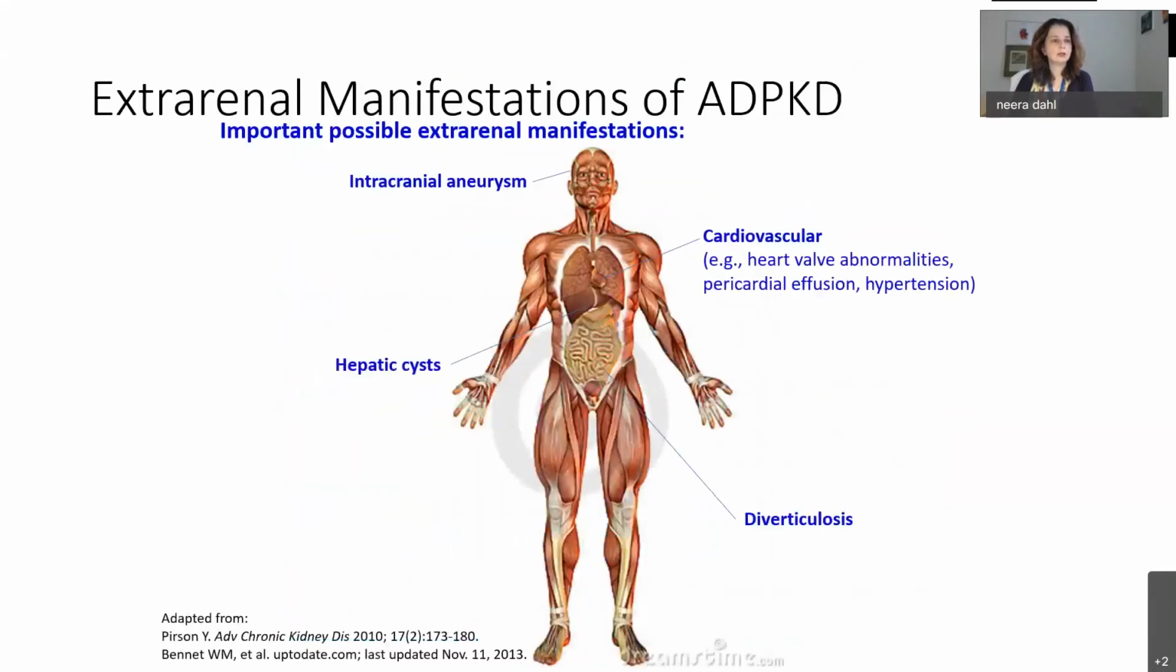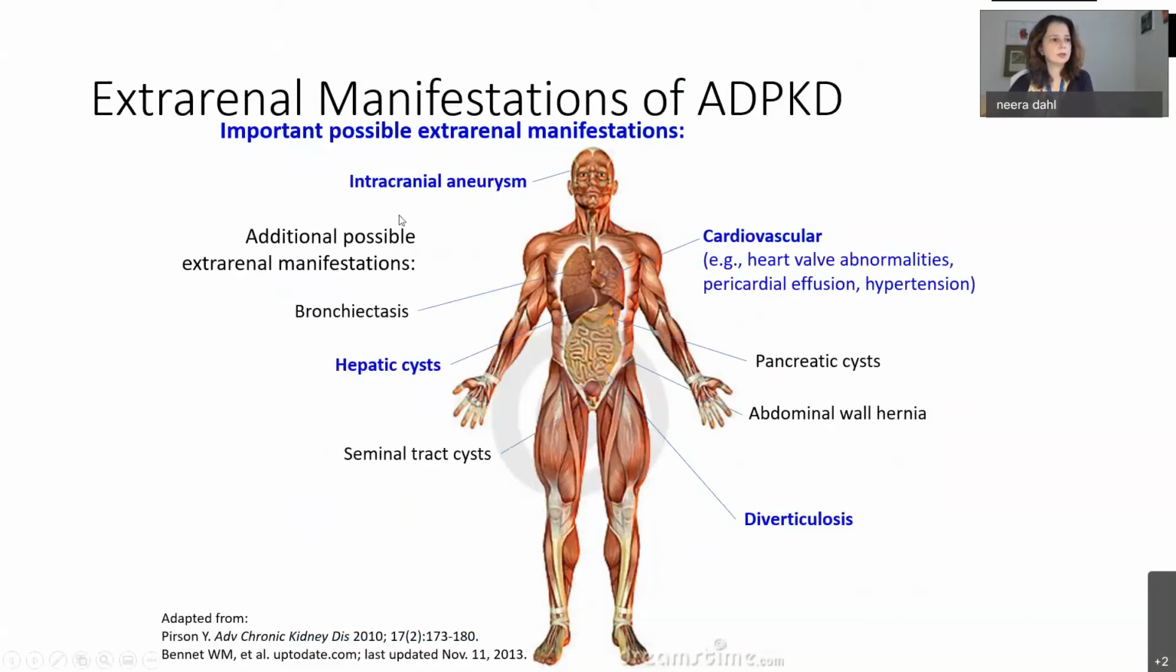I'm going to switch gears now and not talk about kidney issues so much, but talk about extrarenal manifestations of ADPKD. So the ones we worry about the most: intracranial aneurysms and screening for intracranial aneurysms. I'll talk about liver cysts and some of the cardiac manifestations. And then there are other ones that can occur. So bronchiectasis is more common, seminal cysts and infertility in men, pancreatic cysts, and abdominal wall hernias.